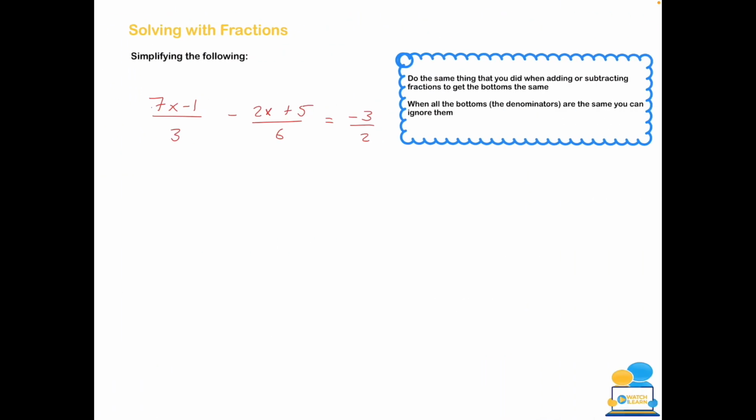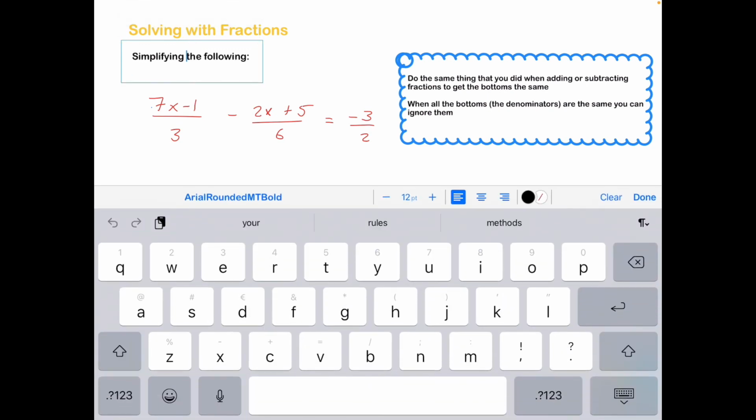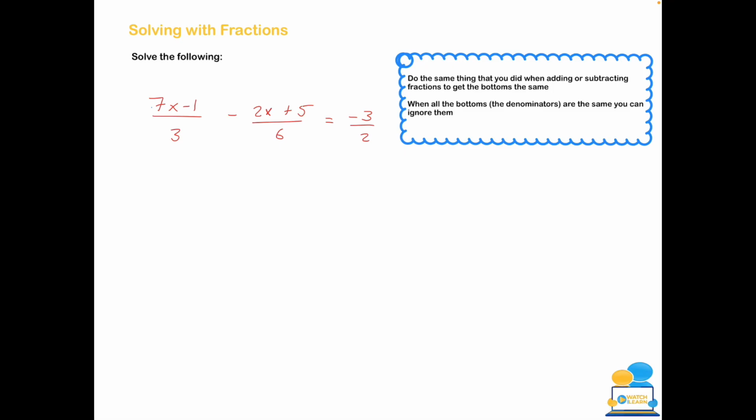Now, the last thing that can come up in fractions. We've seen simplifying fractions where you just factorize, that's if you're given a single fraction. We've had another example where we're adding or subtracting fractions. But now we are, sorry, that shouldn't say simplifying, that should say solve. We'll end up simplifying it anyway, but we'll also be solving it.